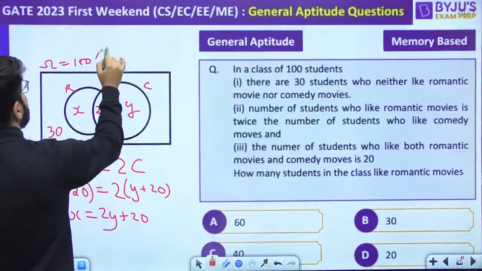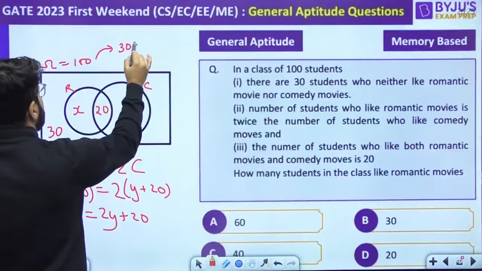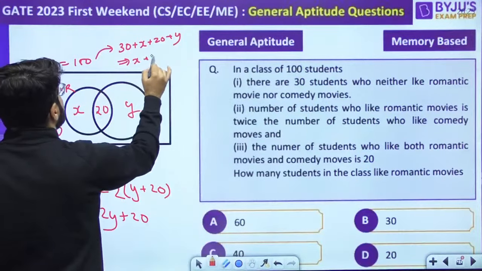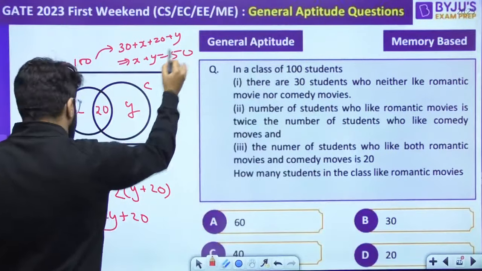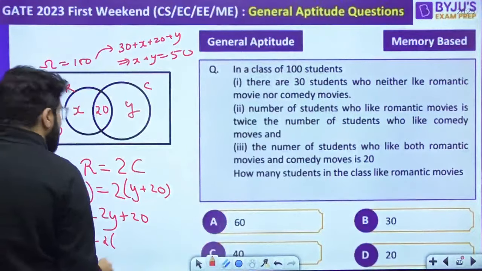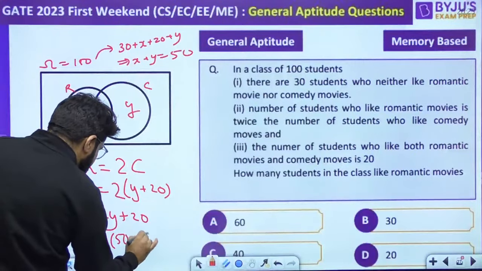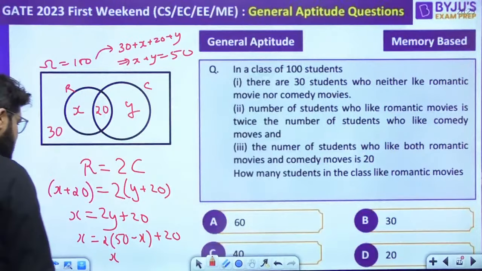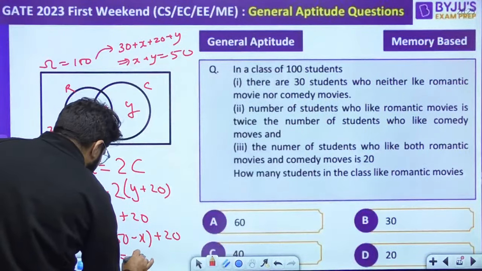Now look, one more thing: 100 is equal to 30 plus x plus 20 plus y. So from here, what will be x plus y? 100 minus 50, that is 50. So what is x? It is equal to twice y, so in place of y, 50 minus x, plus 20. Solving from here, this is 3x and that is 120.